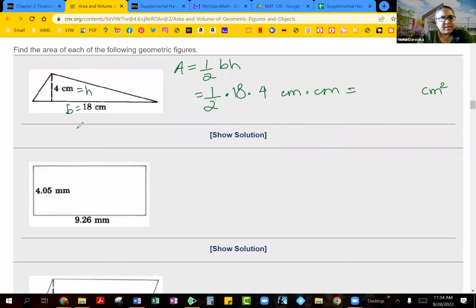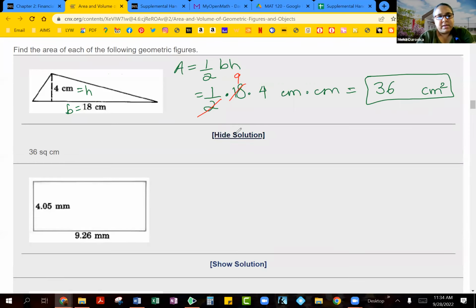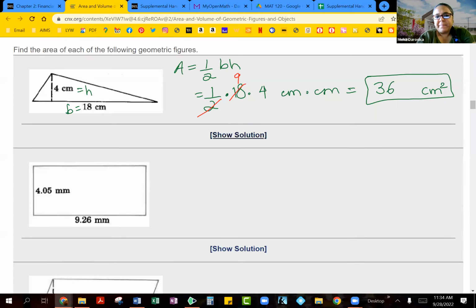Kendall, yeah, very nice. So you've got 1/2, which means you're dividing by 2. So now 2 goes into 18 9 times, or you can do 2 goes into 4 2 times, doesn't matter. One of them will reduce down, and then you basically end up with 9 times 4, which we know will give us 36. So you should get 36 square centimeters or centimeters squared as your answer over here. And you can verify that very quickly.